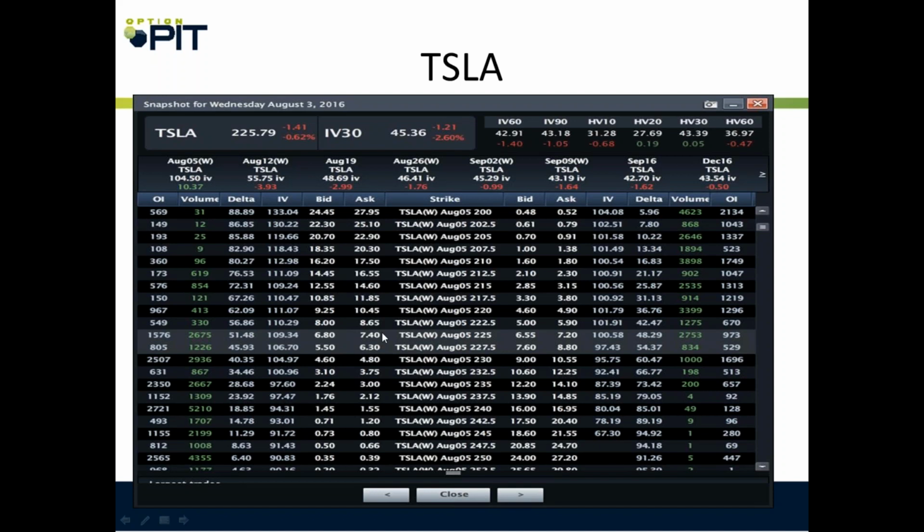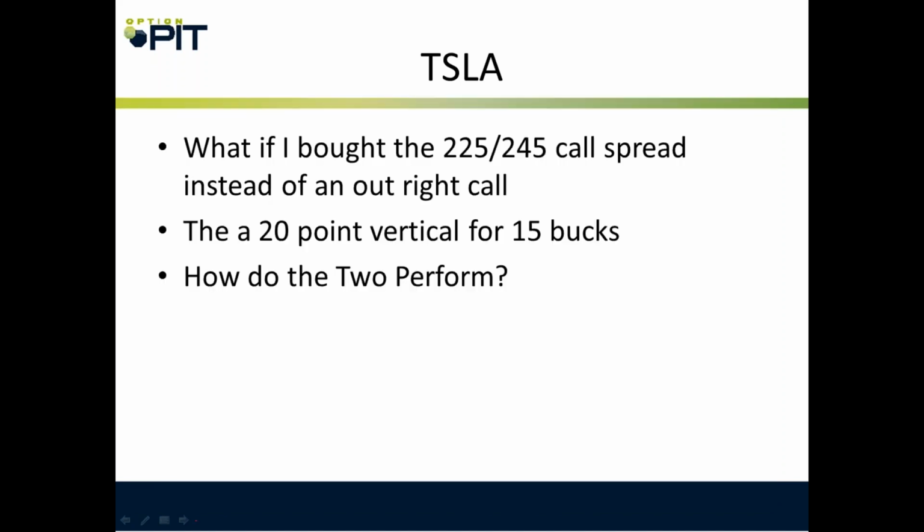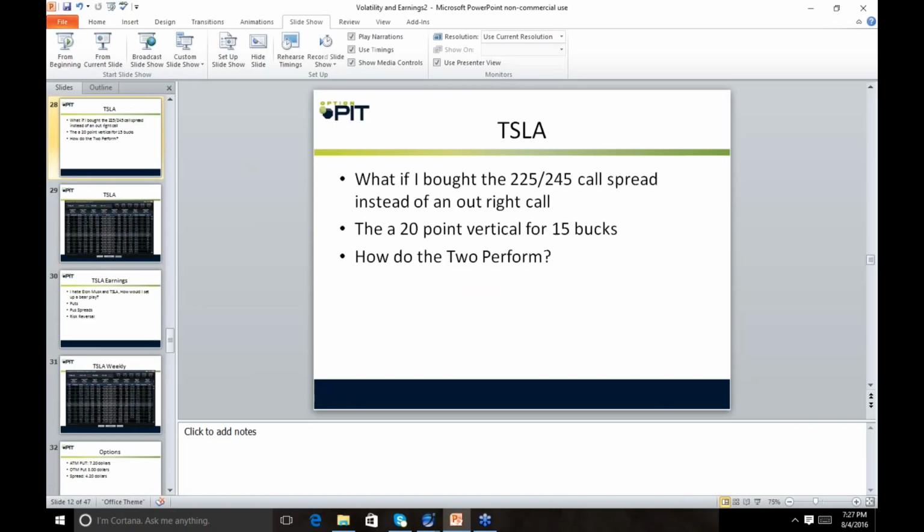I could have bought a 225 call for $7.20. Or what if I bought a 225, 245 call spread for $6.40? Or I bought a 225, 240 call spread for $5? How did those perform? The 20-point vertical for $6. Sorry, that's a typo.